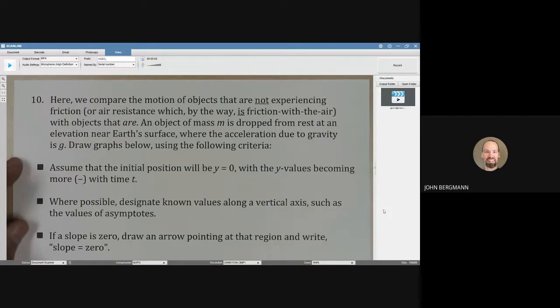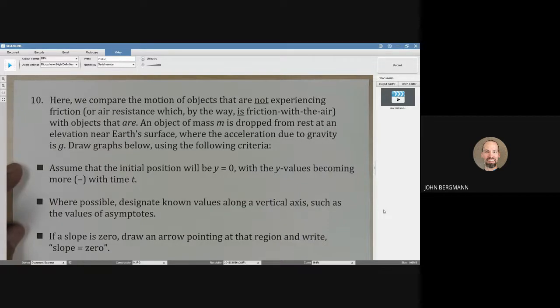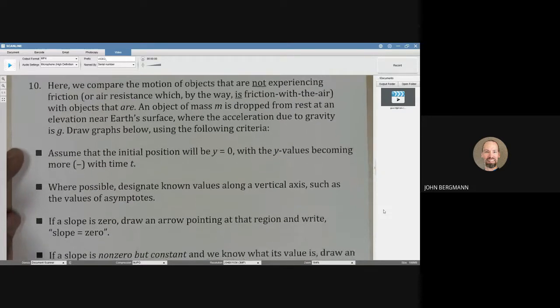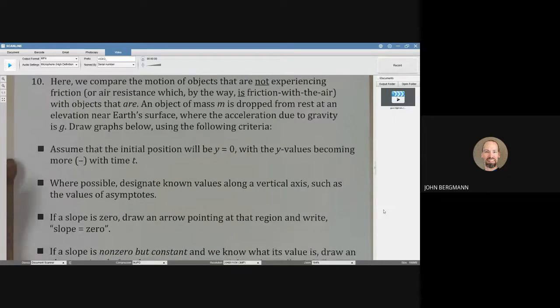An object of mass m is dropped from rest at an elevation near Earth's surface where the acceleration due to gravity is g. Draw graphs below using the following criteria. Assume that the initial position will be y equals 0, with the y values becoming more negative with time. Where possible, designate known values along a vertical axis, such as the values of asymptotes.